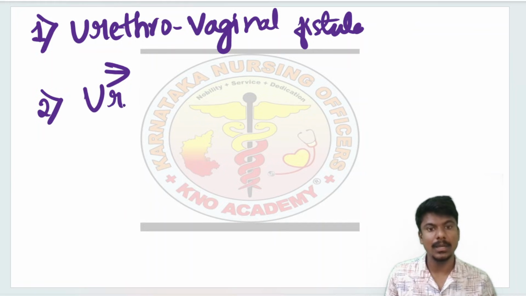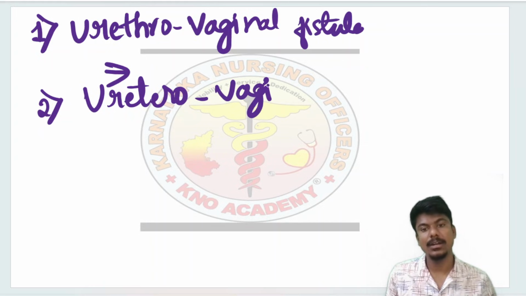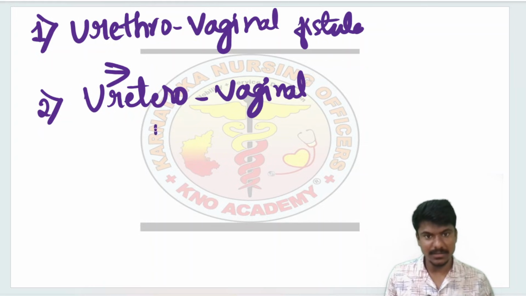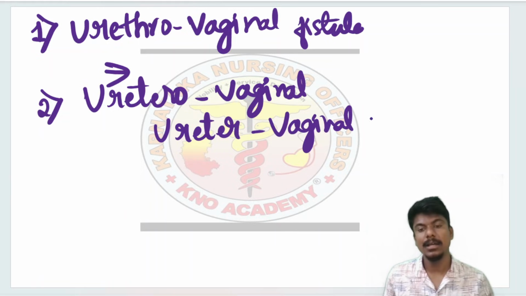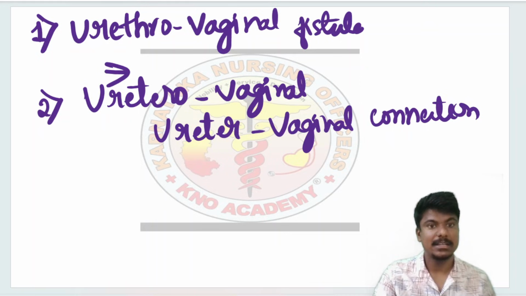And then ureterovaginal fistula. Here there will be a connection between the ureter and the vagina. Both are having the connection. That's your ureterovaginal fistula.